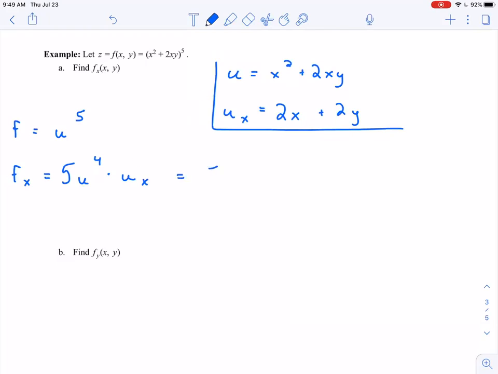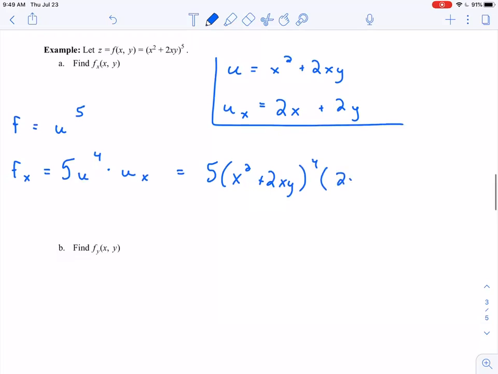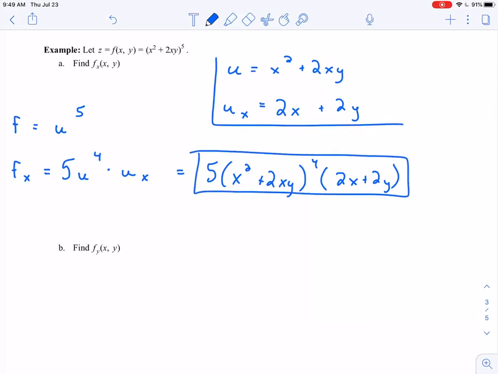So this is really 5 times x squared plus 2xy raised to the fourth power times u sub x. u sub x is 2x plus 2y. I would probably just leave my answer exactly like this. If you really wanted to, you could take this 5 and distribute it to these two terms over here. You cannot distribute it to these two terms right here because of this exponent of a 4, so just be very careful. Generally, I'm not really going to simplify these anymore.